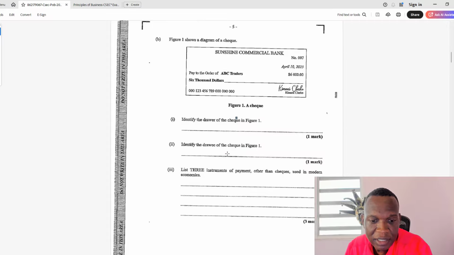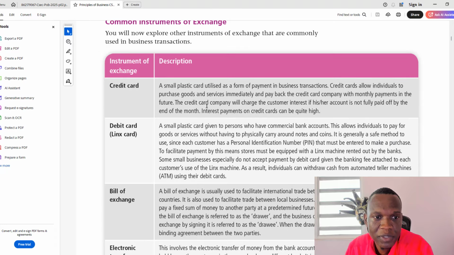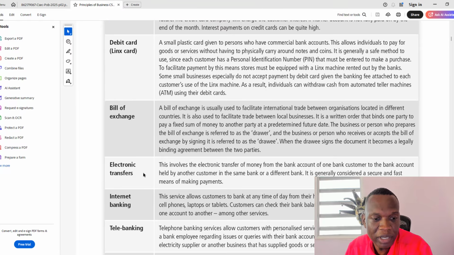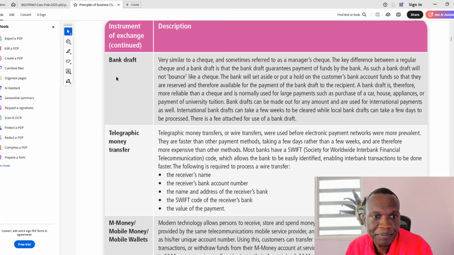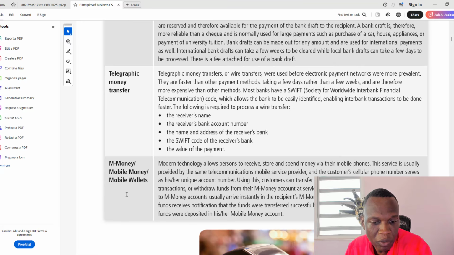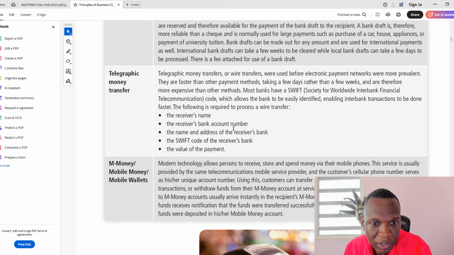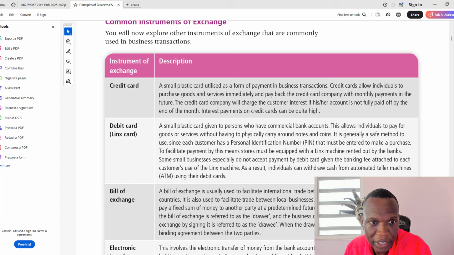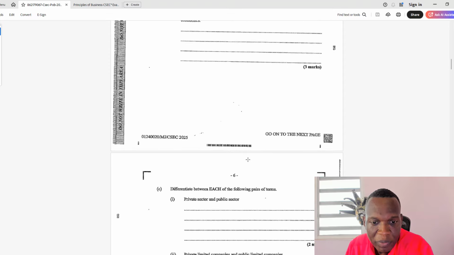Then it's a list of 3 instruments of payment other than checks used by modern economies. And so we can go and look at a whole lot of them. So we have credit card, debit card, bill of exchange, electronic transfer, internet banking, telebanking, money order, bank draft, telegraphic money transfer, mobile money, mobile wallets. So all those are instruments of payments other than just checks, right? Those are other instruments of payments. Straightforward enough. This is the list. All right, good. Moving right along.